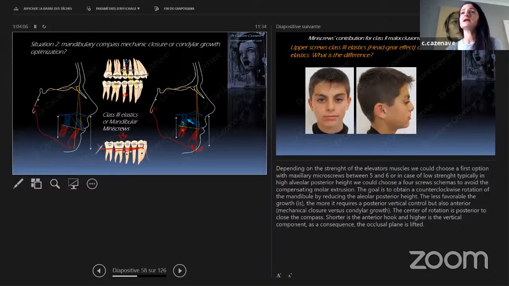The less favorable the growth is, the more it requires a posterior vertical control, but also anterior. It's a question of mechanical closure versus condylar growth. The center of rotation is posterior to close the compass. Shorter is the anterior hook and higher is the vertical component. As a consequence, the occlusal plane is lifted.